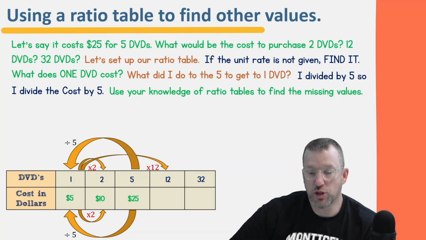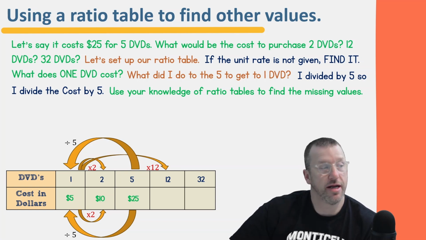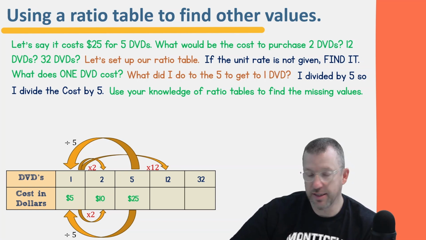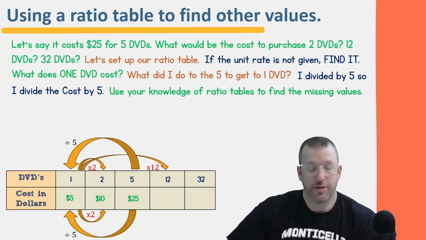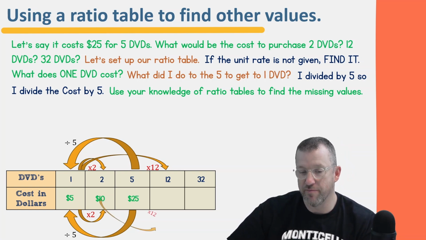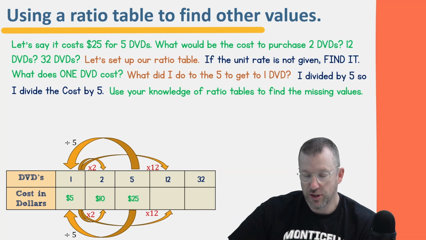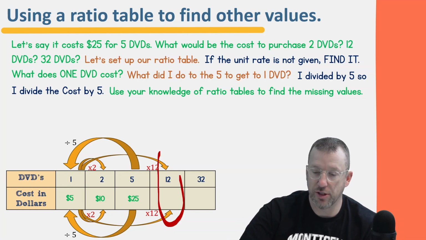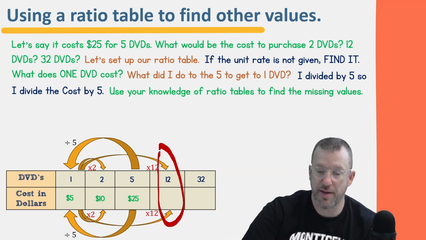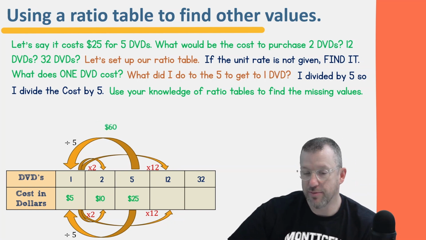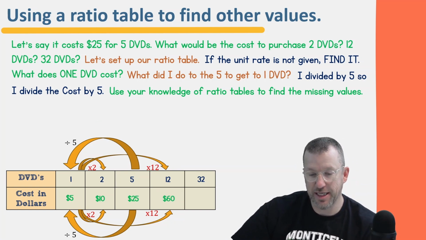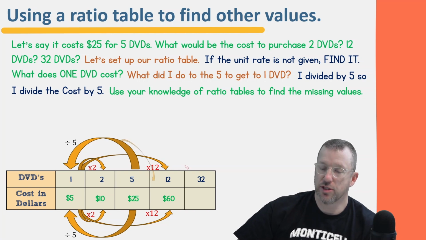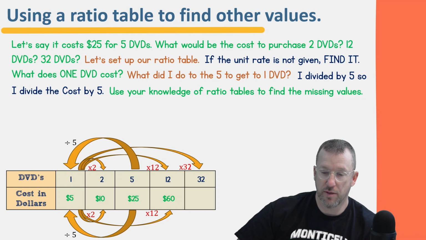Now I want to figure out how much 12 DVDs are. Well, how did I get from the 1 to the 12? You guessed it, I multiplied by 12. So that means I need to multiply the bottom of my unit rate by 12 so that I can get to the value of the ratio that goes with 12. All right, so that space, in other words. And what is 5 times 12? Well, it is 60. Oh my gosh, we're solving this so easy. Unit rates, they're amazing, and they work wonders in the ratio table.